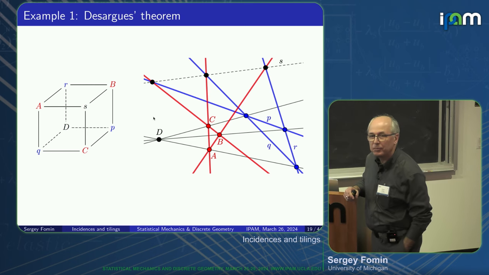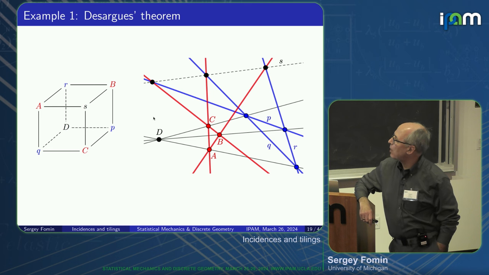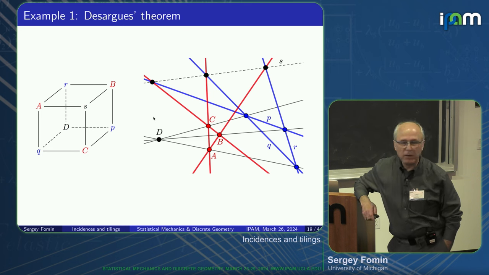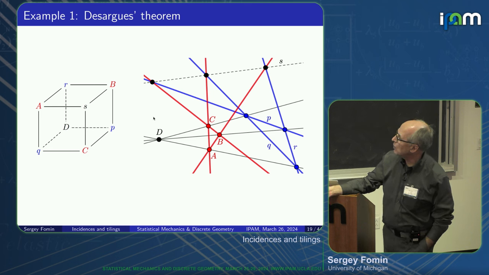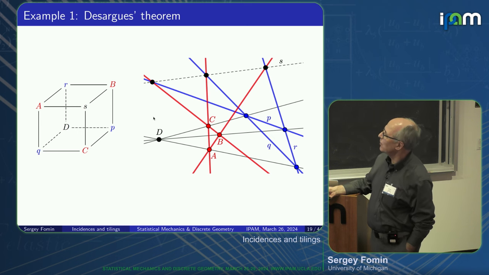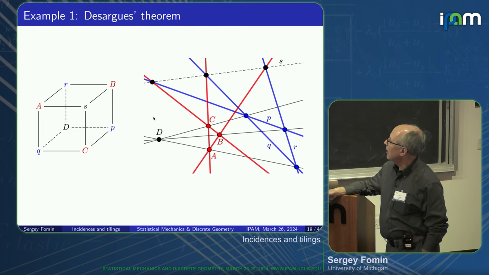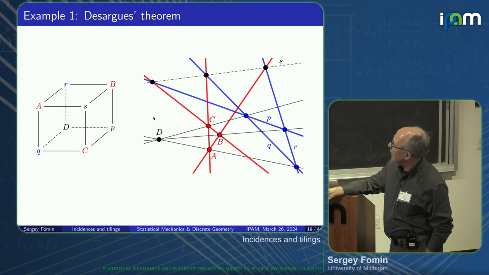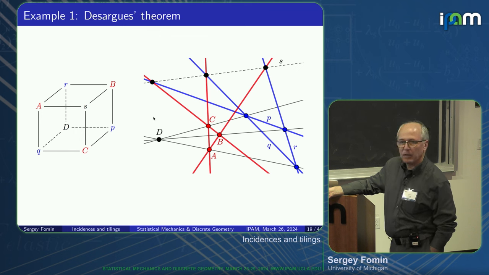Let me start with Desargues' theorem. This comes from the simplest possible tiling, the tiling of a sphere, which comes from the cube. So here we have a cube. And as promised, I need to put a label at each vertex. The black vertices A, B, C, D correspond to the points A, B, C, D. They are the vertices of the red triangle and the center of projection D. We strategically place them. Well, not so strategic, because there is only one way to place them at those vertices, up to isomorphism. And then P, Q, and R are the sides of the blue triangle.